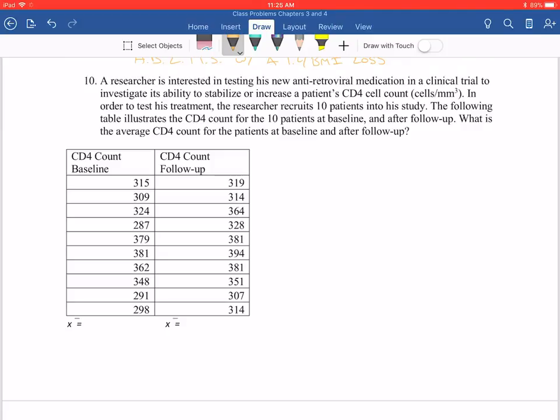So let's go to number 10 real quick. Number 10 is the researchers interested in testing a new antiretroviral medication in a clinical trial to investigate its ability to stabilize or increase the patient's CD4 cell count. In order to test this treatment, the researcher recruits 10 patients into a study. The following table illustrates the CD4 count for the 10 patients at baseline and after follow-up. What is the average CD4 count for the patients at baseline and after follow-up?